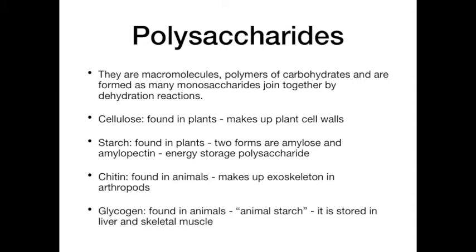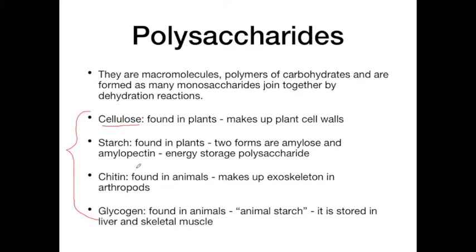Okay, now these are macromolecules, they're big, and we've got four polysaccharides you need to know. We've got cellulose. Cellulose is the most abundant organic molecule on the planet, due to its presence in plant cell walls and its low rate of breakdown in nature. It has a structural role, a mechanically strong molecule, unlike starch and glycogen.